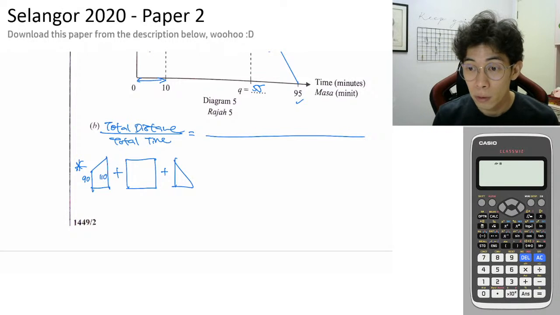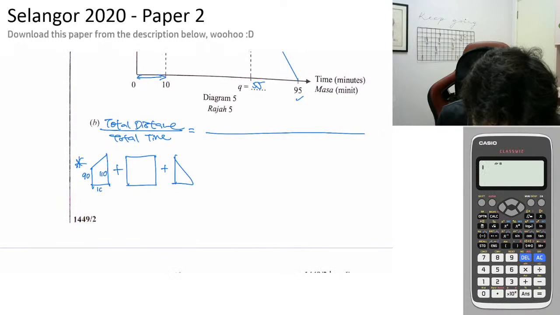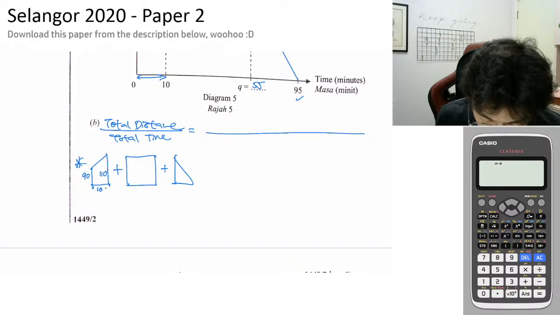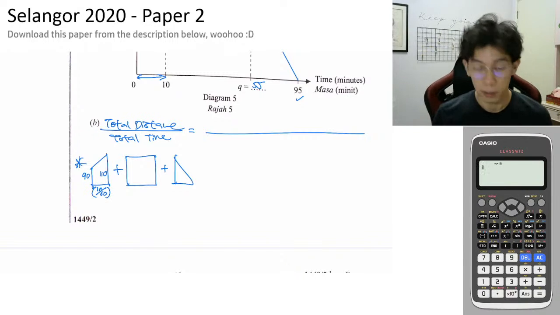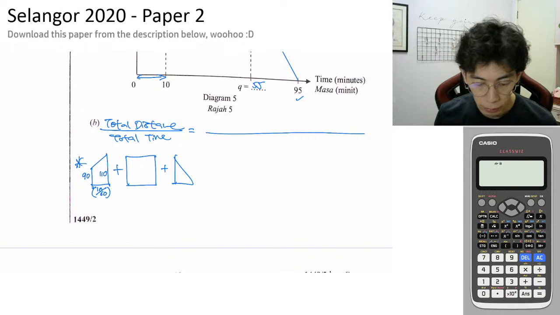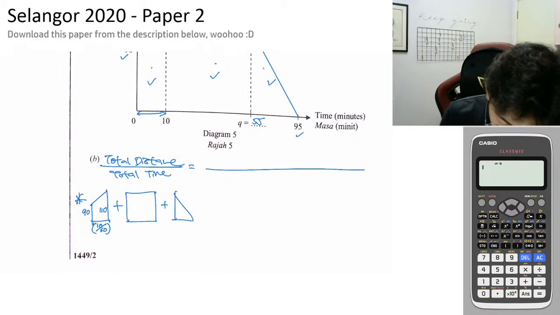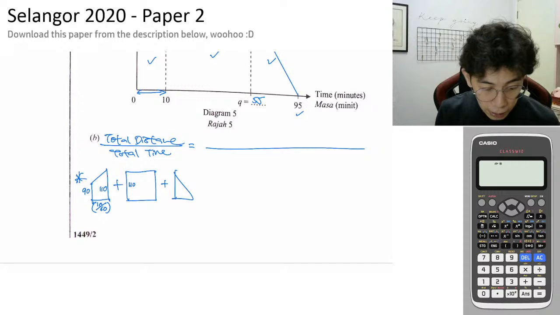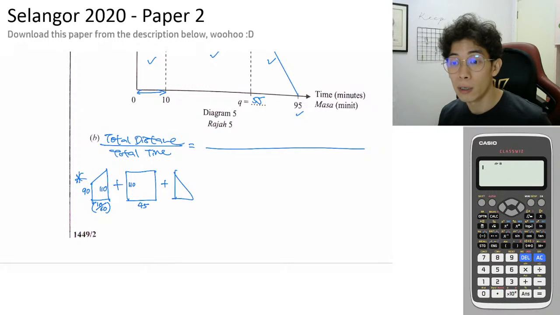Okay. So this one, see. This one 10 minutes, you know. So 10 minutes, how you change to hours? Very easy. You divide by 60. Divide by 60. Okay, so you put 1/6 also can, same thing. Okay, 1/6 also can. And of course, this one, height 110. And the base here is like 55 minus 10. 55 minus 10, 45. 45.